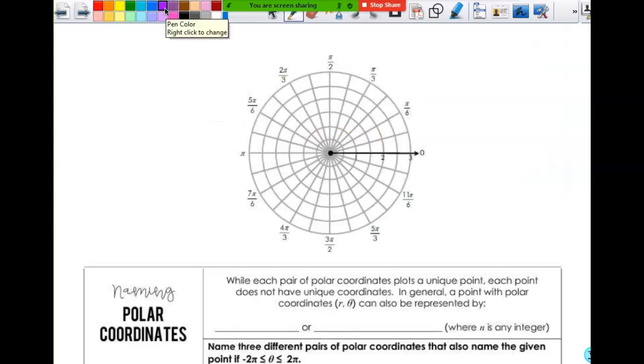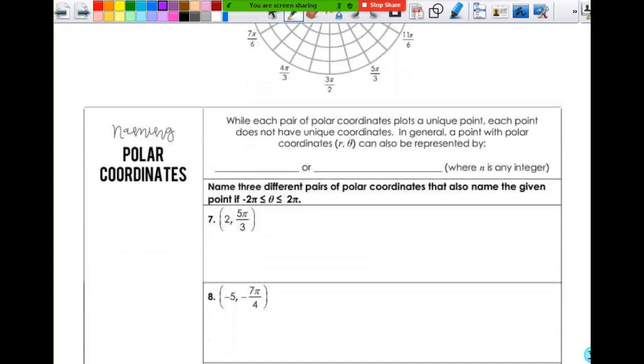So when we want to name them, it says while each pair of polar coordinates plots a unique point, each point does not have unique coordinates. Okay, because again, there's an infinite amount of them. In general, a point with polar coordinates (r, theta) can be represented by (r, theta plus or minus 2 pi n), or (negative r, theta plus or minus (2n plus 1) times pi).